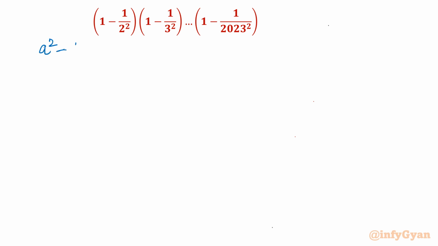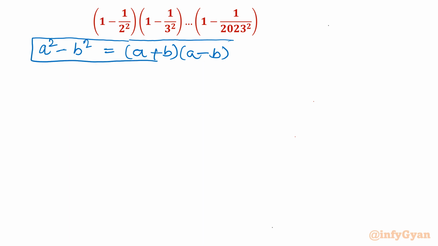which is applicable in this question, that is a square minus b square. It can be expressed as a plus b times a minus b. This identity we will use to simplify this problem.